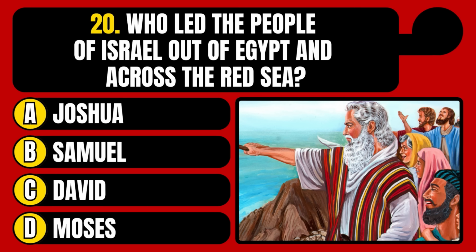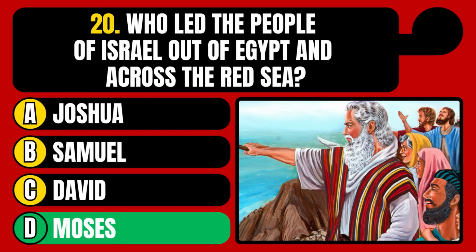Who led the people of Israel out of Egypt and across the Red Sea? Joshua, Samuel, David, or Moses? The correct answer is option D, Moses.